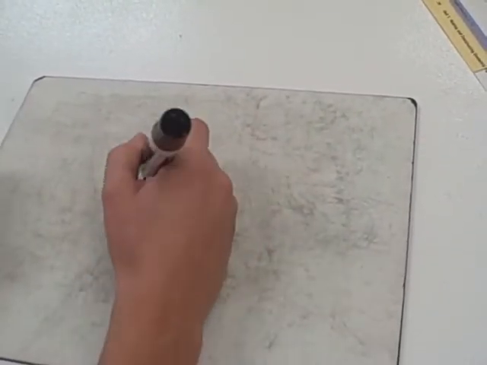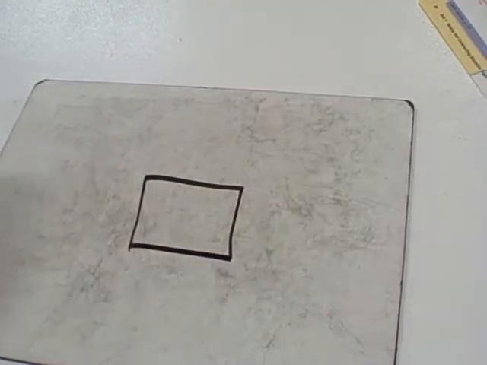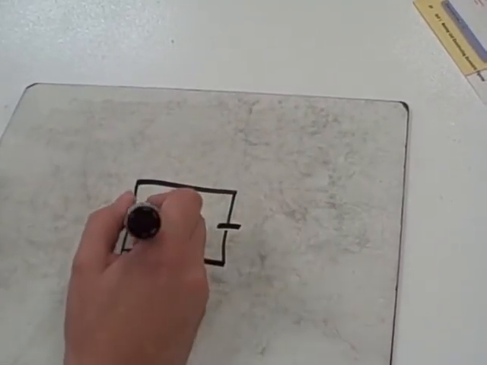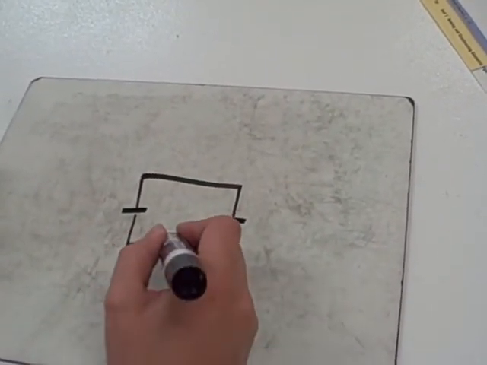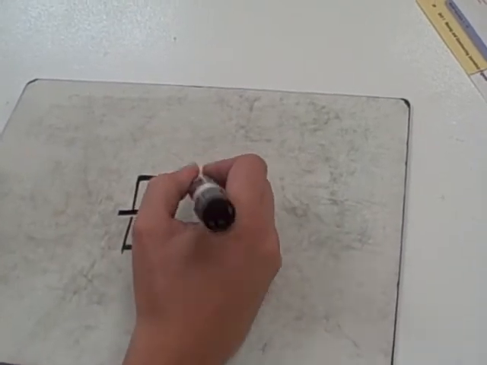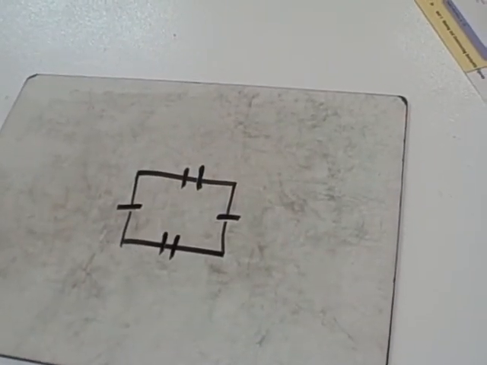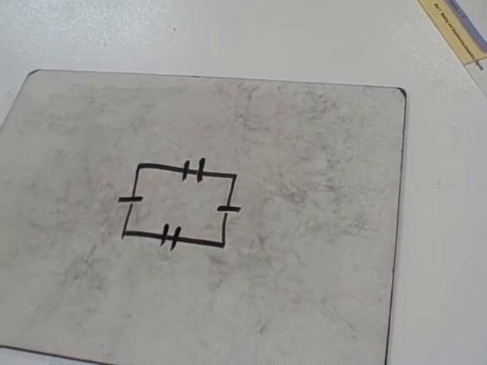So an example of something that would be a parallelogram would be this square. This line segment and this line segment are parallel, and also this line segment and this line segment are parallel. These are two sets, so this is a parallelogram.